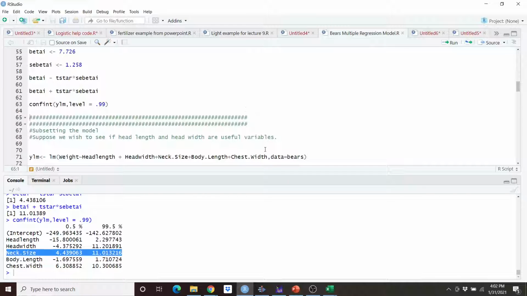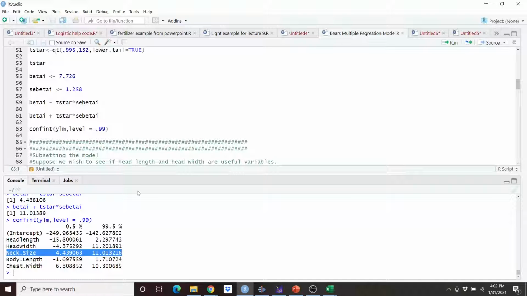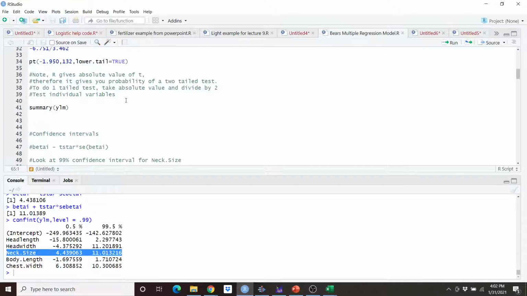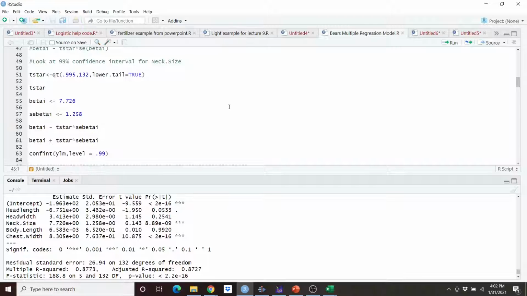Okay, that's it for this video. In the next video, we'll look at subsetting the model because, as you can see, when we run our summary, several of these variables, depending on the alpha we use, but in particular body length and head width, look as though they may not be necessary for the model. So can we subset the model and determine if these variables give us any useful information?